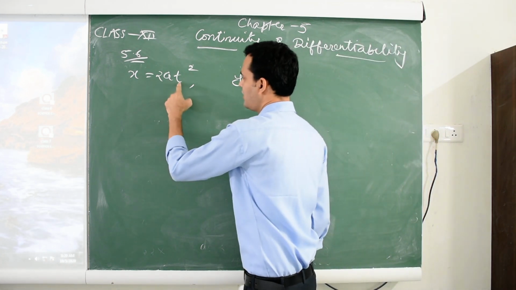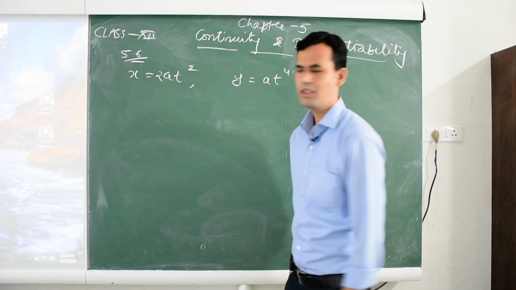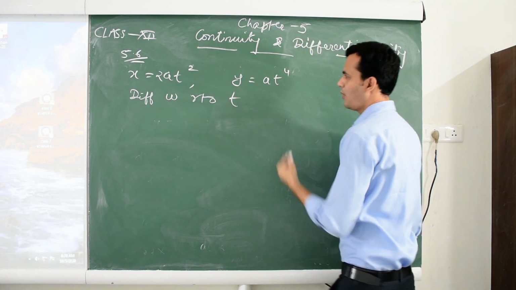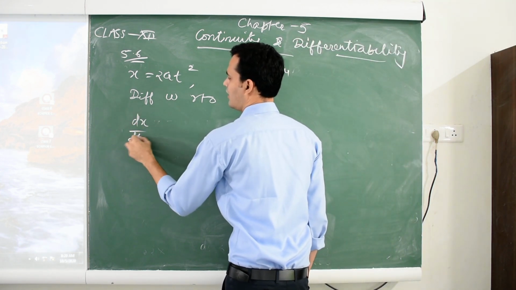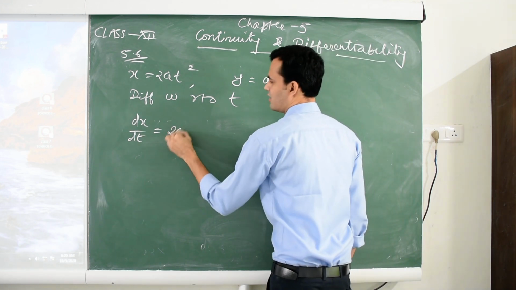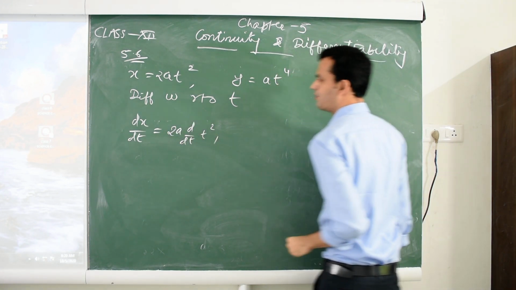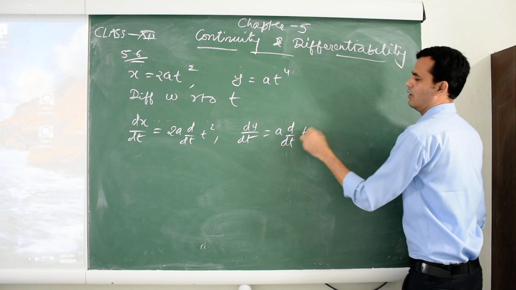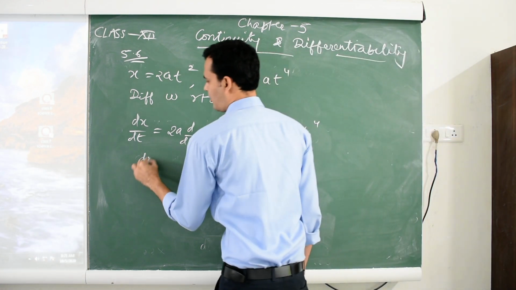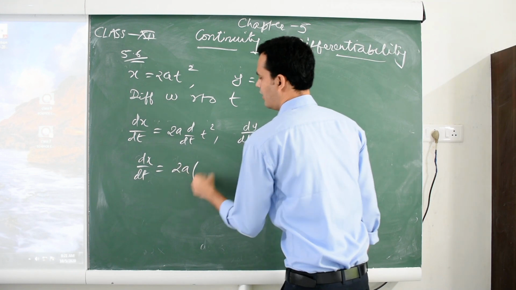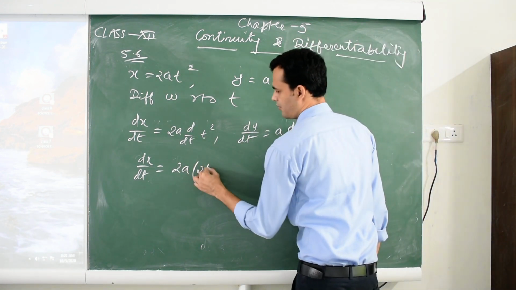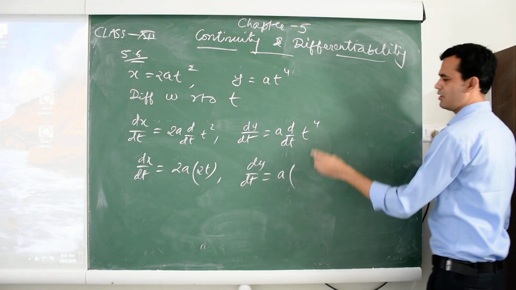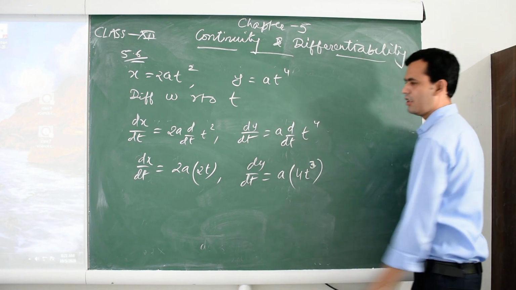So first we differentiate this x with respect to t. Here t is the parameter. So dx by dt equals 2a, where a is constant, d by dt of t square. Similarly dy by dt, a is constant, d by dt of t to the power 4. So dx by dt equals 2a, differentiation of t square is 2t. Similarly dy by dt equals a as it is, differentiation of t to the power 4 is 4t cube.